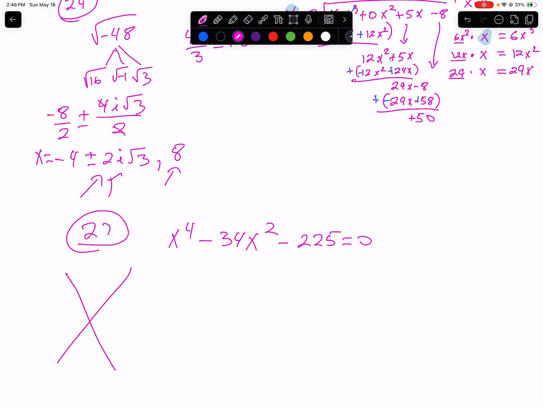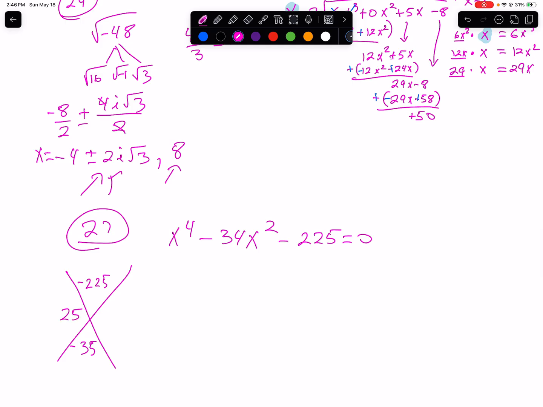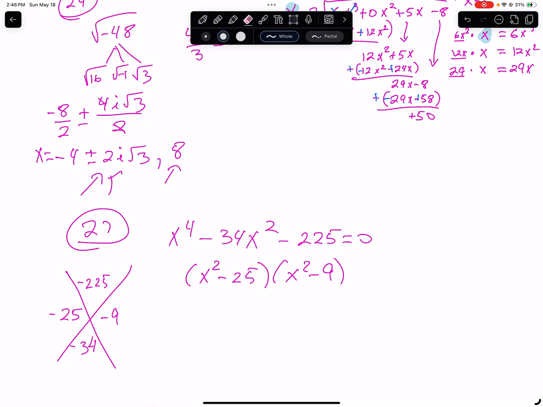So if we go like this, negative 225 on top and negative 34 on the bottom, those two add to 34, right? 25 and 9. They're both negative. So then this breaks down to x squared minus 25 and x squared minus 9. This equals 0.